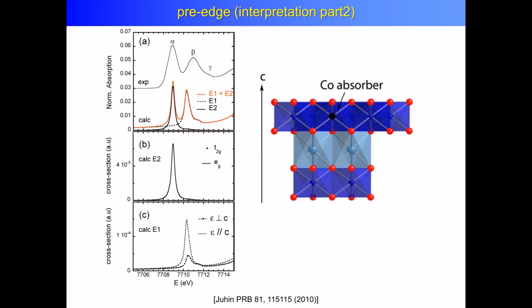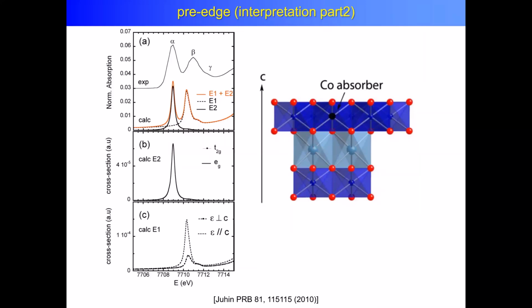The quadrupole excitation is E2, and then you can see a clear shift between E1 and E2 due to the core-hole potential. And then the calculation reproduces the experiment with peaks alpha, beta, and gamma at the top. And so this is an example of non-local screening in lithium cobalt oxide.